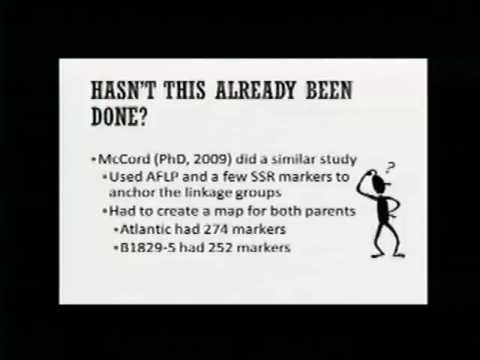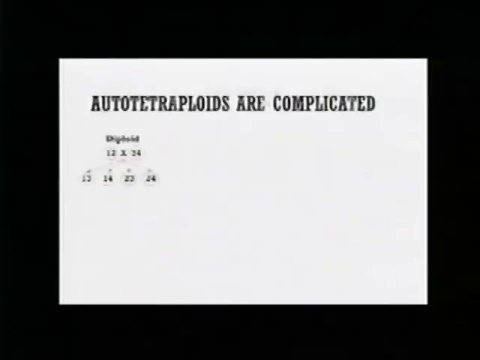In fact, the population that I analyzed had already been analyzed previously by Per McCorn, using predominantly AFLP markers with a few SSR markers to anchor those linkage groups to the published chromosomes at the time. In his map, he had 274 markers for Atlantic, and B1829-5 had 252 markers. Those were the parents for the diagonal cross. So why do it again?